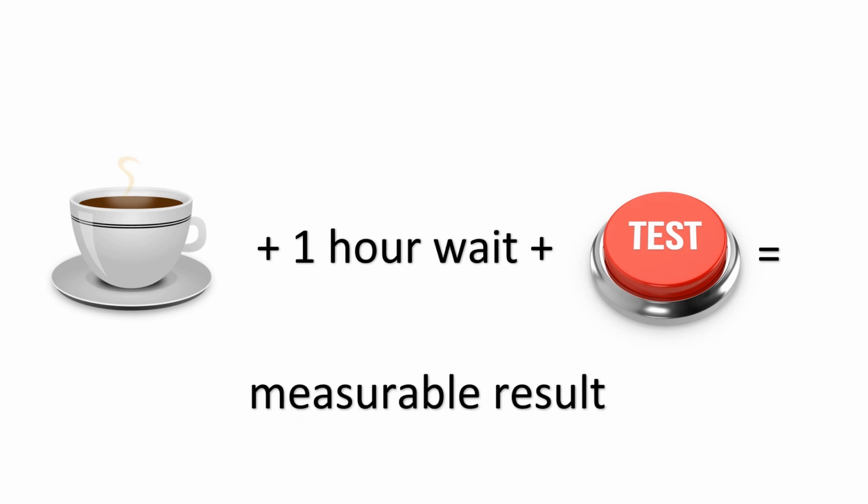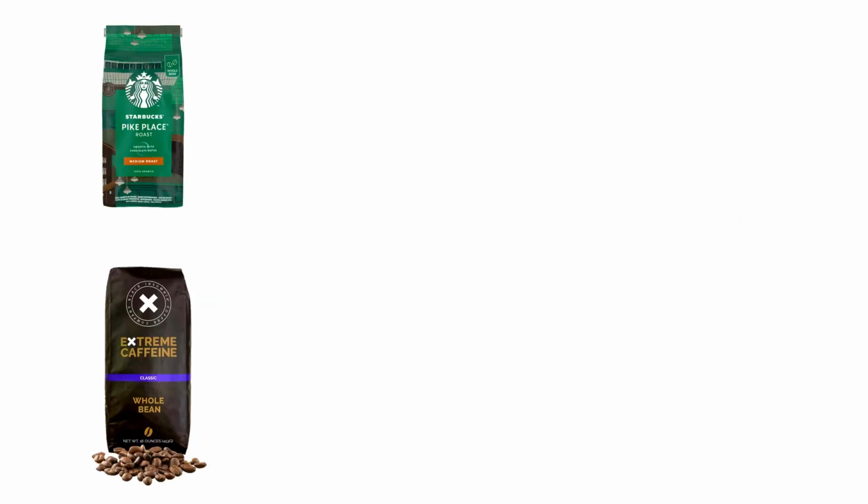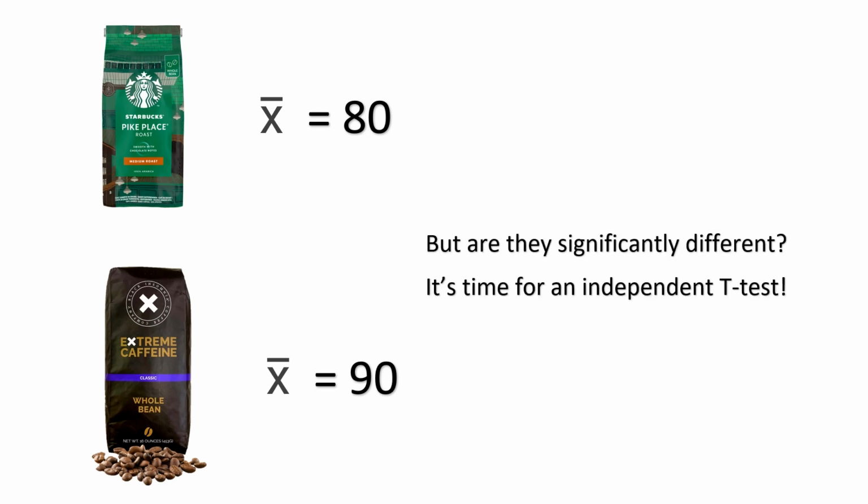This gives us a measurable result, sometimes called ratio data. Our Starbucks group does fine on the task, getting an average score of 80. Our Black Insomnia group is bouncing off the walls, but they still manage to get an average score of 90. Our means are different, but are they significantly different? We'll have to do an independent t-test to find out.